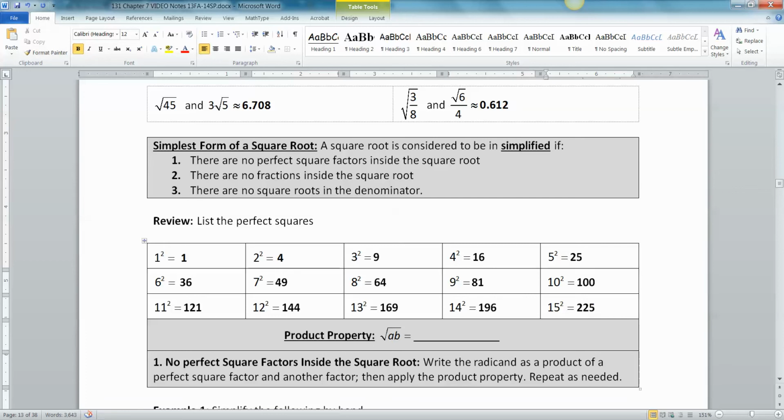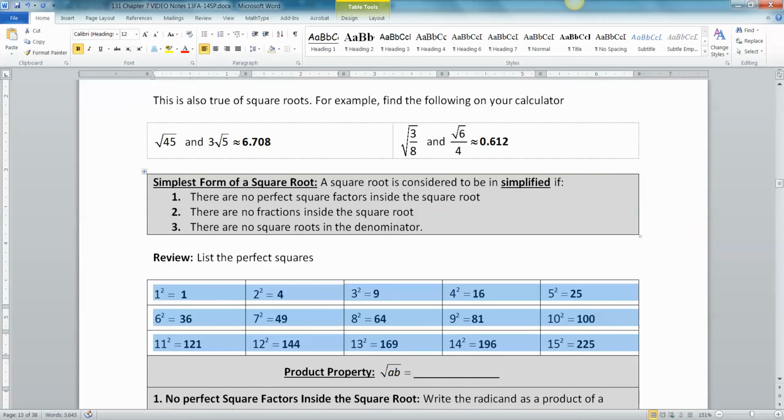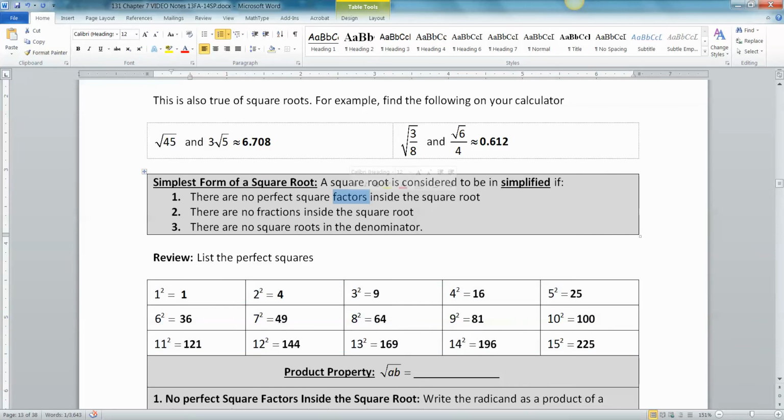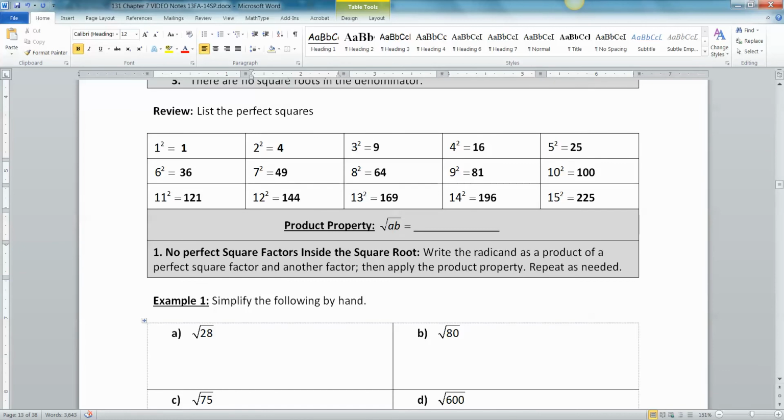At least hopefully we do. All right, so we're going to be looking for these to be factors. Factors means it multiplies. So you want to say, okay, does 4 multiplied by something else make the number? For example, does 4 multiplied by something make 28? Yes, it does, right?